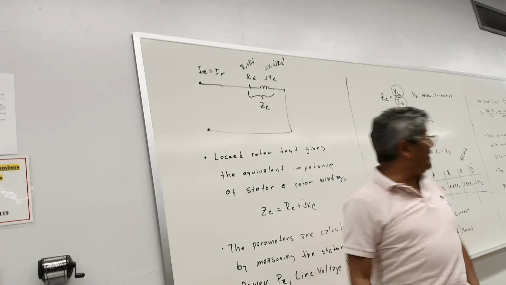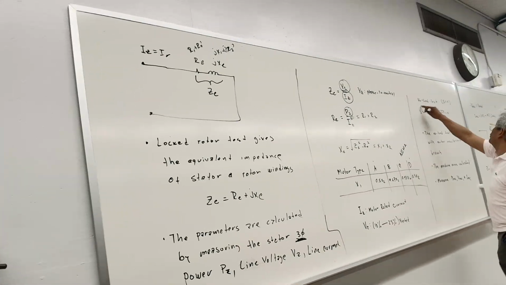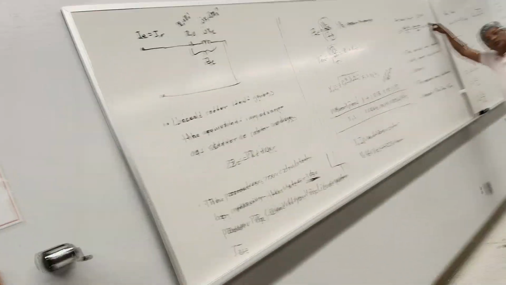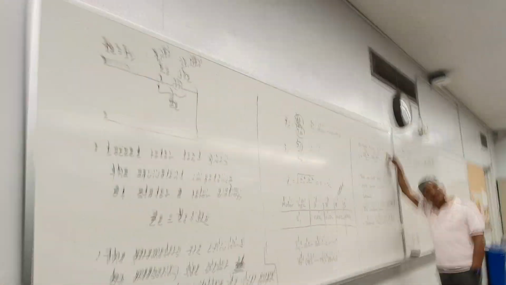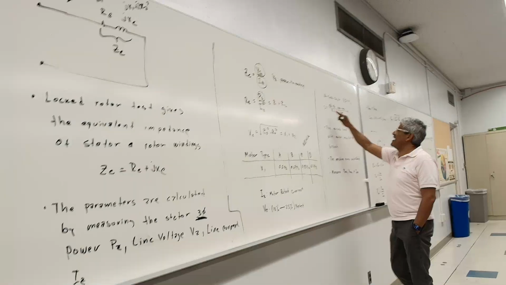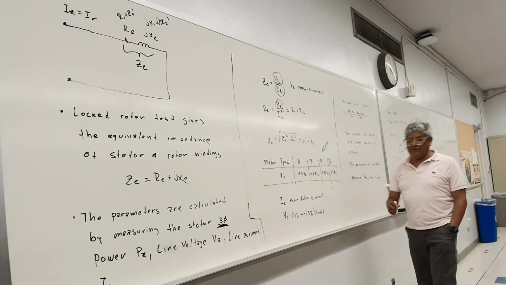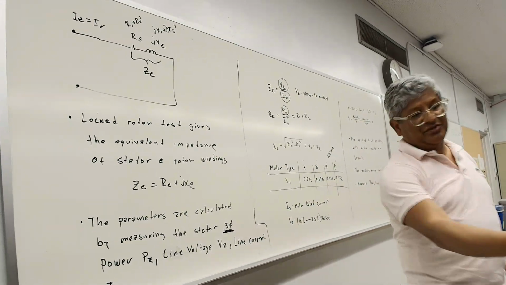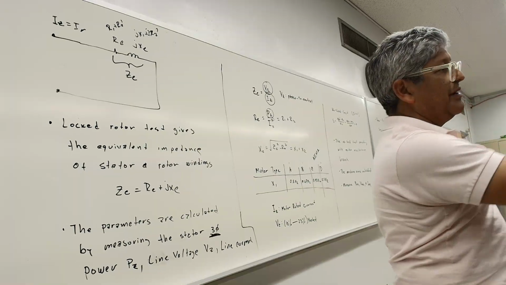Then the next one is the no-load test. The no-load test is when S, or the slip, is equal to 0. What does that mean? In that case, remember we completely unloaded the machine. We said, boom, we're not going to put any load on the machine.